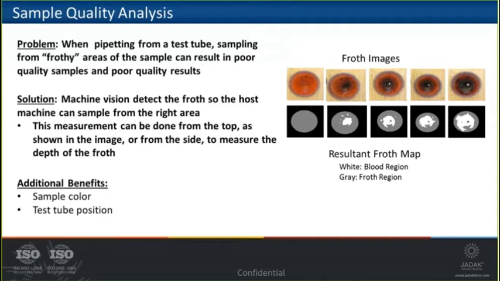In the liquid level detection slide, a couple slides back, I mentioned that we can detect splashing on the side of the tube. We can detect bubbles, or as I'm calling it here, froth on the top of the sample. You can see in these graphics various test tubes with various levels of froth. What we were doing for this customer is determining where that froth is. You could do it from the top, like I've shown, to determine where the froth is, or from the sides to determine how thick the froth is. Again, all with the point of trying to come down and sample that particular sample to get a good sample and not get froth, really, to get the actual blood.